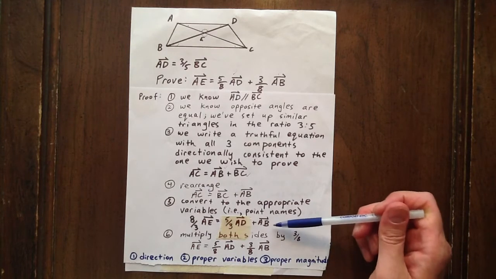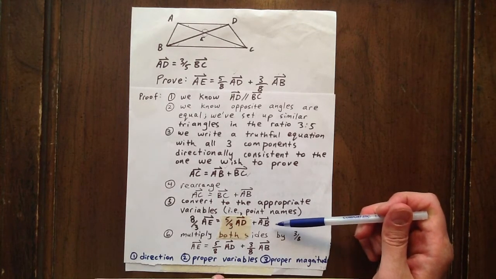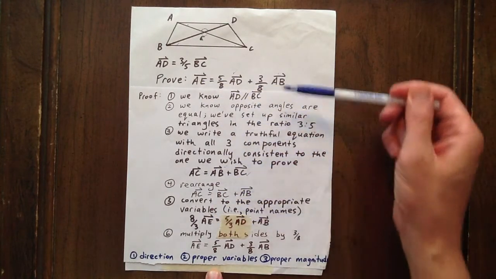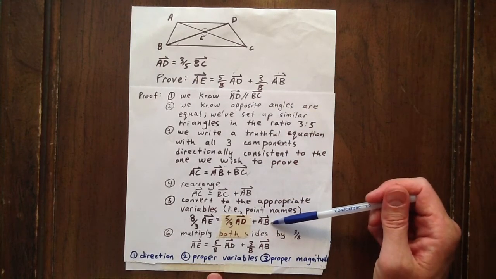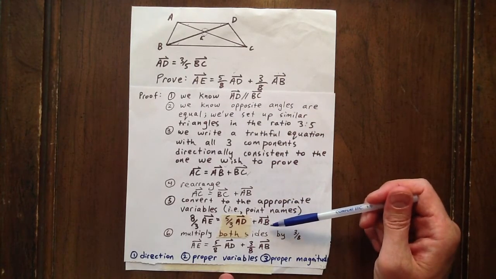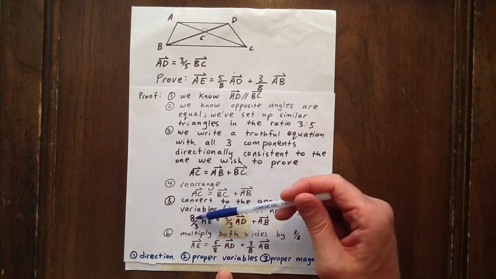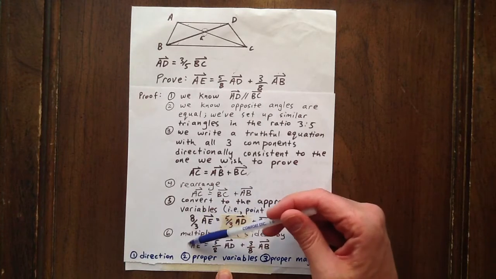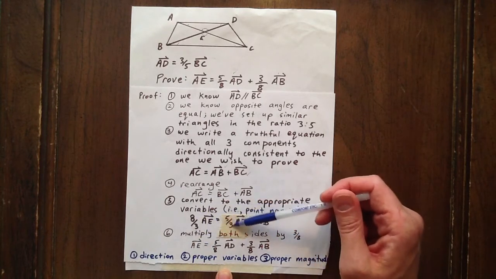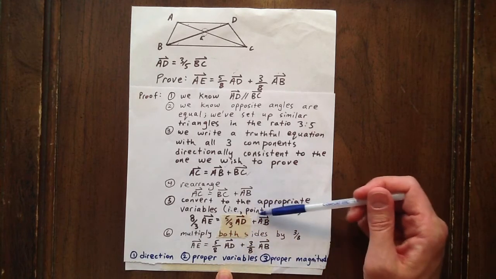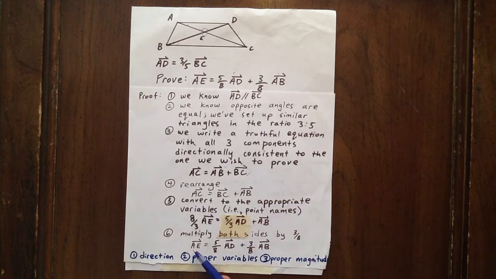Now, you might not recognize it right away, but we have exactly what we're looking for. We have AE and AE, AD and AD, AB and AB. We just don't have the correct numbers in front. But fortunately for us, we see that if we multiply both sides by 3/8, 3/8 times 8/3 is 1, so we have 1 AE. 3/8 times 5/3 is 5/8, so we have 5/8 AD. And 3/8 times 1 is 3/8, and so we can say that AE equals 5/8 AD plus 3/8 AB.